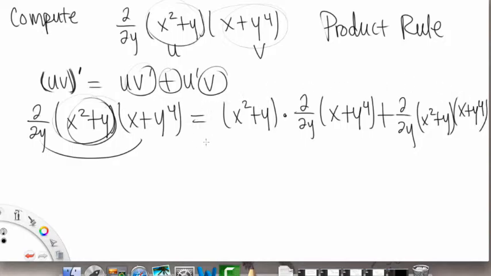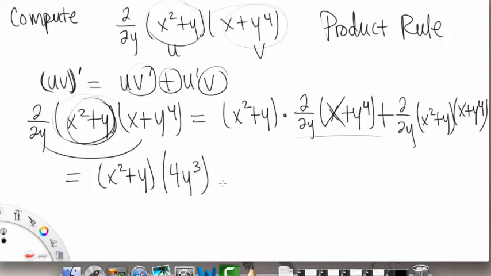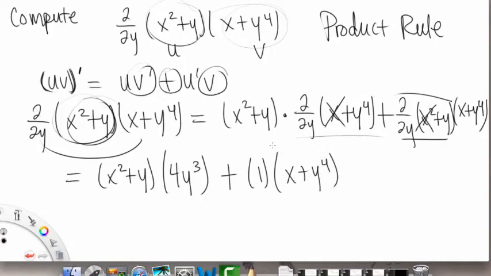Okay? Alright, so now let's compute these partial derivatives. So now we have x squared plus y, and then this is going to be multiplied times, if we're taking the derivative with respect to y here, the x goes away because it's a constant, right? And then we get a 4y cubed, okay? And then plus, let's see what else we have. If we're taking the derivative with respect to y of this thing, the x squared goes away, that's a constant, and then we just have a 1 in front there. That was the coefficient of y. And then this is multiplied times x plus y to the fourth, okay?